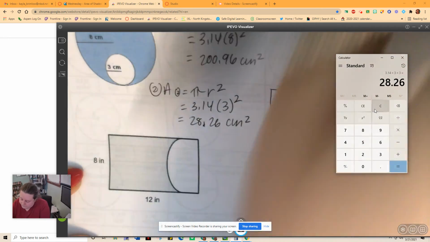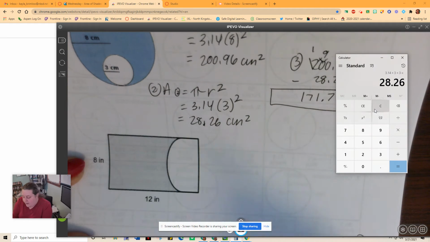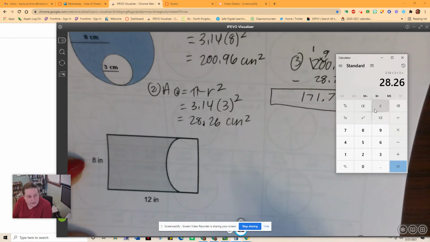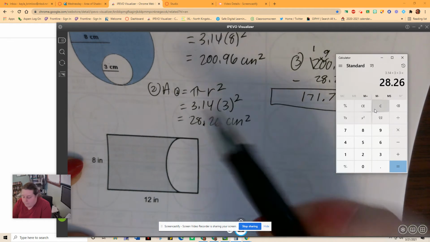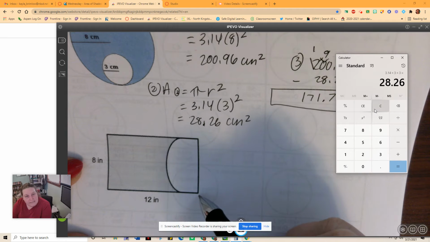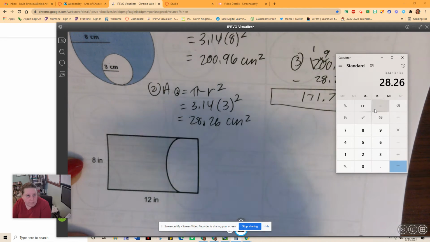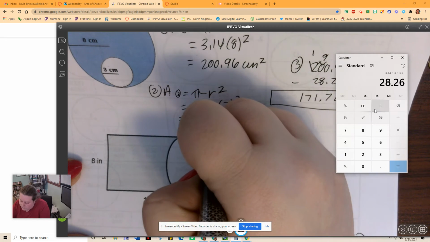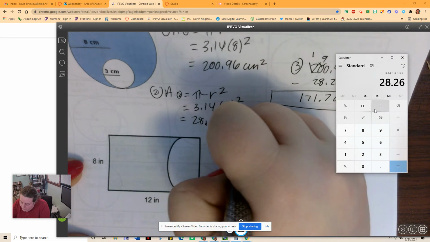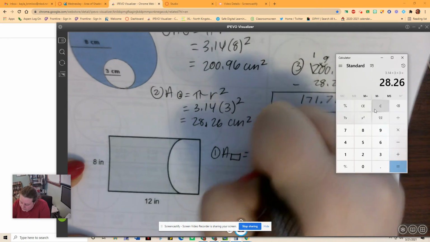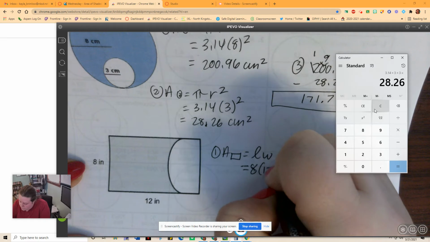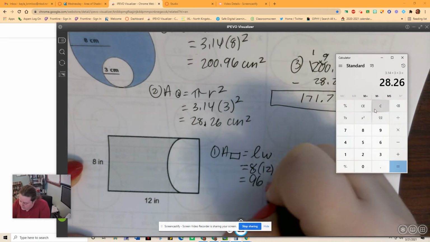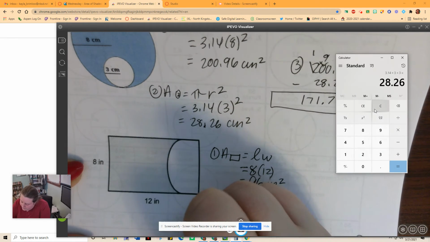All right, last but not least, we're trying to find the area of the shaded part of the rectangle. And I know this isn't perfect, but sometimes images on the computer don't come out great. What I have here is a semicircle that I have to find the area of, which we're going to talk a little bit more about how we get those measurements in just a minute. So step one, I'm going to find the area of the rectangle. So that's length times width. So 8 times 12, which is 96 inches squared.